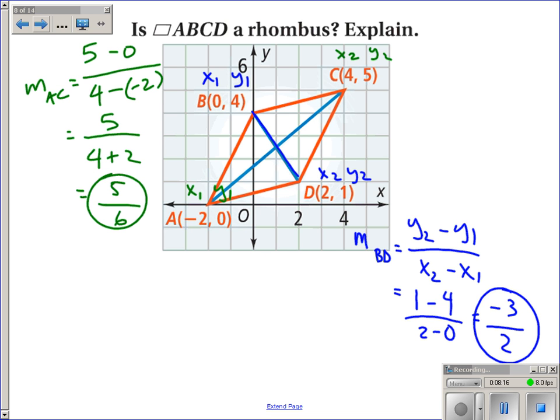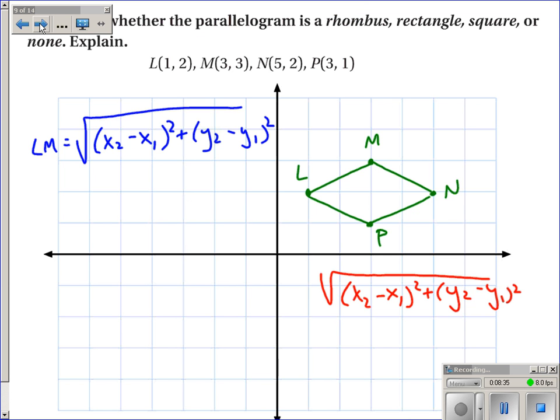Now, are these two slopes negative reciprocals of each other? No. I can't flip one over and change the sign and get the other one. And if I multiply them together, I don't get -1. So this is not a rhombus because the diagonals are not perpendicular to each other. Okay, next question.